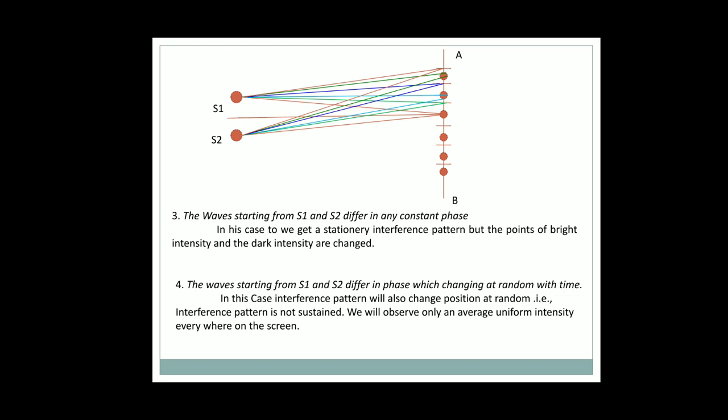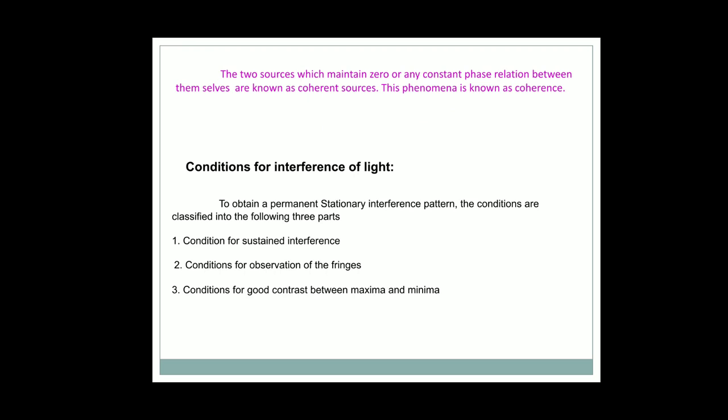If the phase difference between S1 and S2 is changing randomly with time, in this case the interference pattern also changes randomly with time, so we cannot observe the interference pattern by human eye. So the intensity is uniform everywhere on the screen. It is nothing but if the phase difference between S1 and S2 changes randomly with time, the interference pattern cannot be observed.